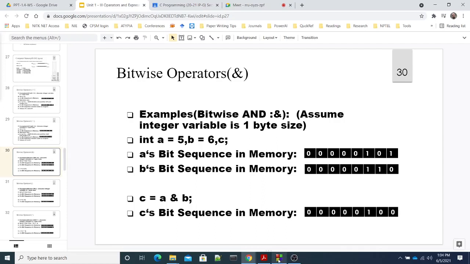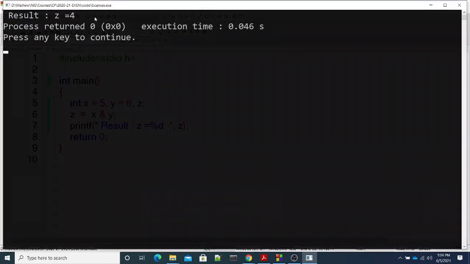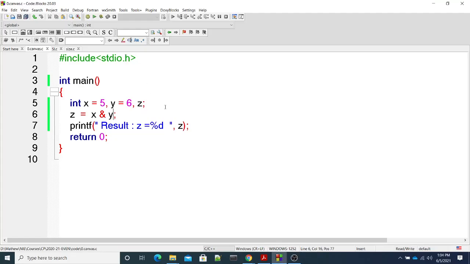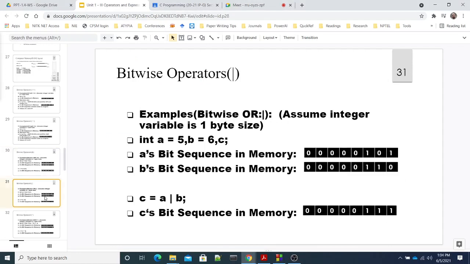So if you want to see that in action, I can put 5, 6 here, X bitwise AND Y, and we will see the result. I get 4. Okay, 100. Clear? Any doubt? Otherwise, we'll move on to bitwise OR.